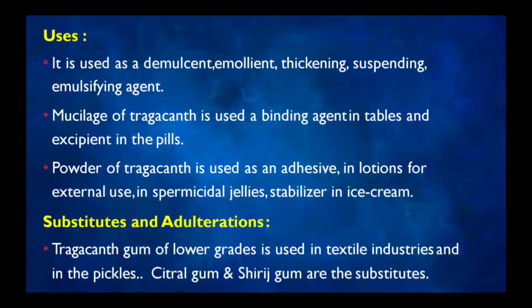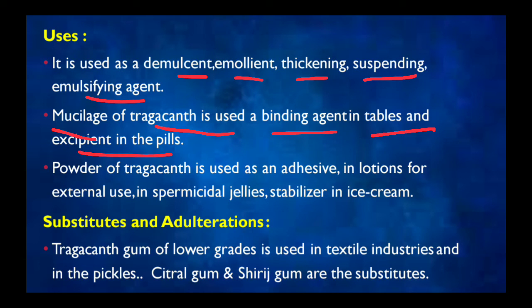What are the different uses of tragacanth? It is used as a demulcent, emollient, thickening agent, suspending and emulsifying agent. Mucilage of tragacanth is used as a binding agent in tablets and excipient in the pills. The powder of tragacanth is used as an adhesive in lotions for external use, in spermicidal jelly, and as a stabilizer in ice cream. What are the substitutes and adulterants used?